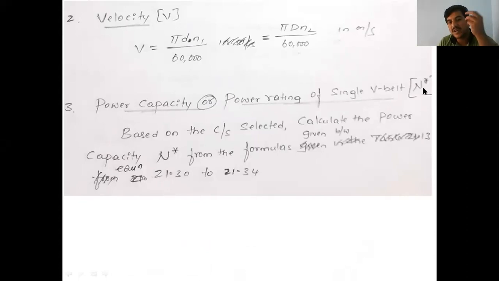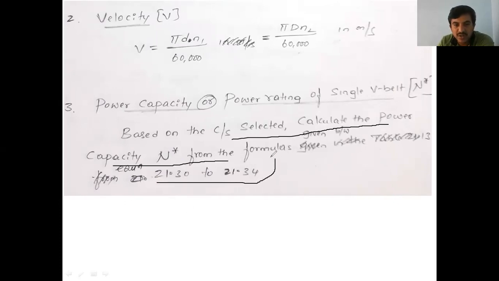Third step, the power capacity or power rating of a single belt, which we represent as N star. How to determine the power capacity of a single belt? Based on the cross section of the belt, which is A, B, C, D, and E, you calculate N star, the power rating of a single belt, by using equations 21.30 to 21.34.